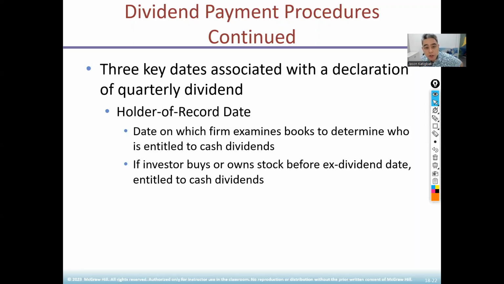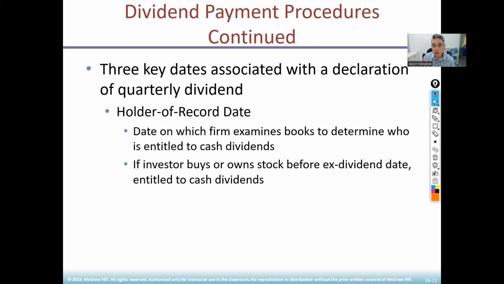Good morning, everyone. So this is the third part of our discussion for today on week number 11 on dividend policies and retained earnings, right? So we're talking about dividend payment and what are the three dates that are important.